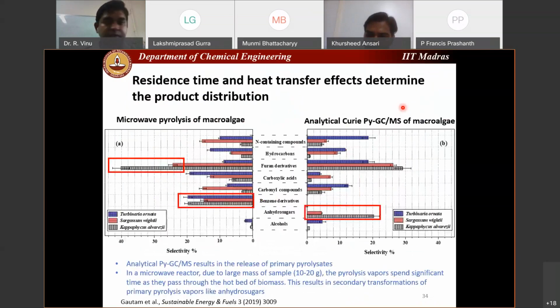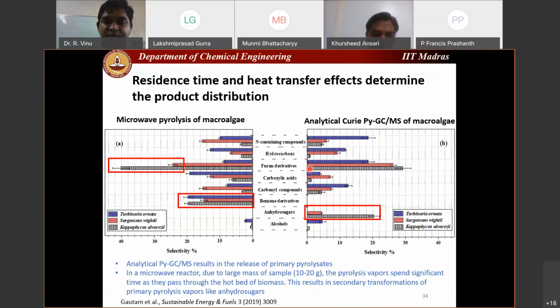Okay. So probably my penultimate slide. Here I've been comparing the different analytical pyrolysis reactors, and in this one slide I'll show you what happens if you go for a large mass of sample. We have also developed microwave pyrolysis reactors in our lab, and in one study we compared the microwave pyrolysis and analytical pyrolysis of three different macroalgae.